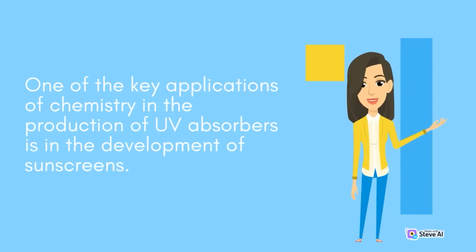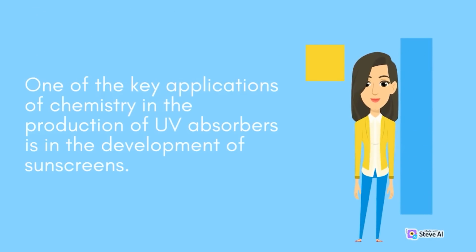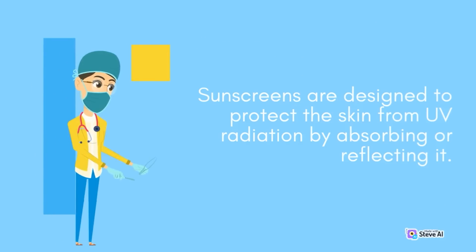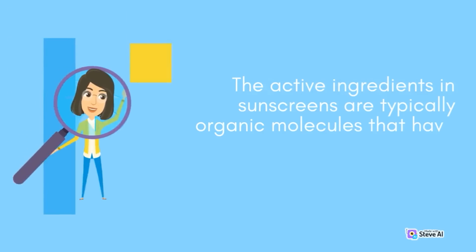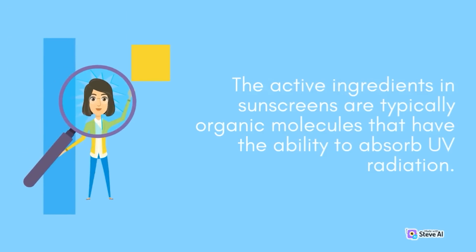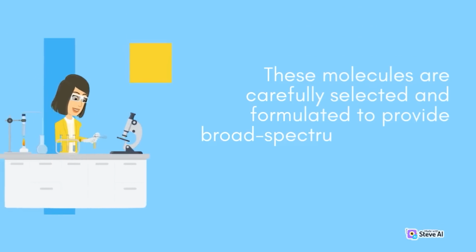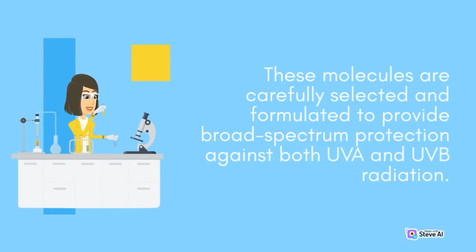One of the key applications of chemistry in the production of UV absorbers is in the development of sunscreens. Sunscreens are designed to protect the skin from UV radiation by absorbing or reflecting it. The active ingredients in sunscreens are typically organic molecules that have the ability to absorb UV radiation. These molecules are carefully selected and formulated to provide broad-spectrum protection against both UVA and UVB radiation.